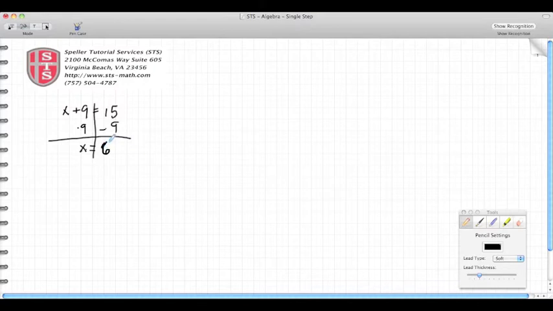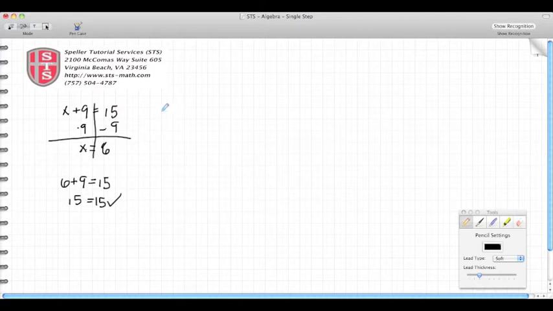Being new to algebra, one of the first things you should always do after solving for the variable is to always go back and check your answer. To check your answer, you just substitute the value that you came up with for your variable and place that back into the original equation. In this case, we have 6 plus 9 is equal to 15. We evaluate the left-hand side. 6 plus 9 is in fact 15, and that does match what we have from the original equation on the right-hand side. So we know the problem is in fact done correctly.